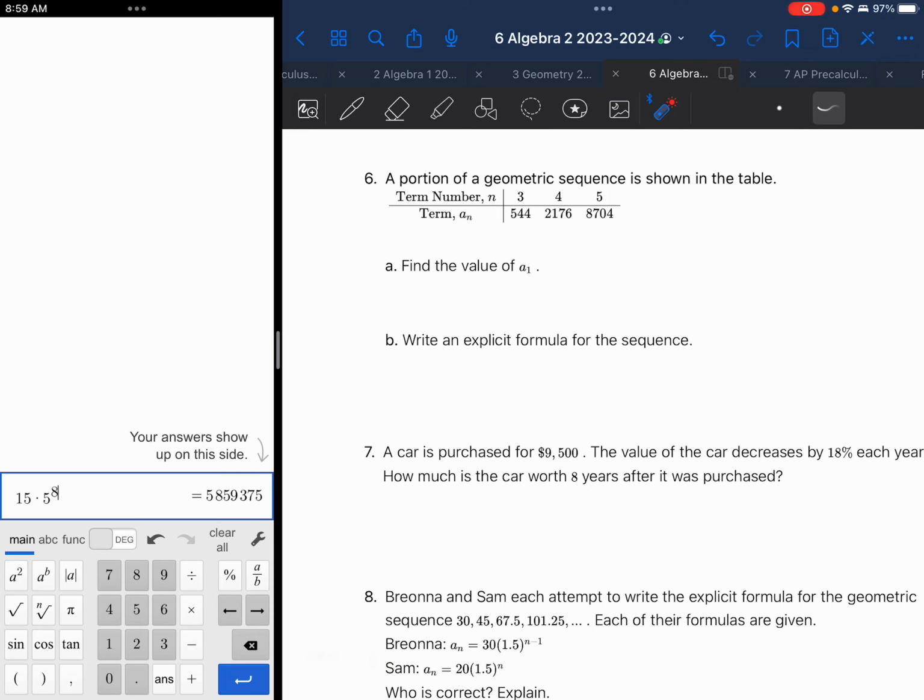Okay, it says the term number and the actual term. It wants us to find the value of the first term. Oh, we don't have the first term. We have the third, fourth, and fifth term. So we need to go backwards to find the first term.